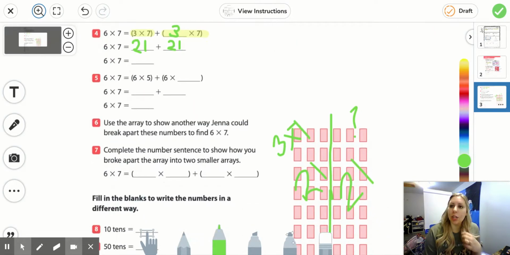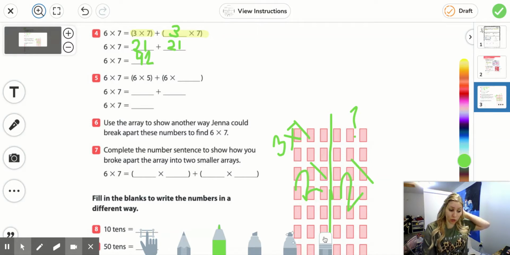And then when I put 21 and 21 together, what is my final answer? Go ahead and type it in the chat. What is 21 plus 21? 42. Good job, David. I saw from Anais in the chat as well. Yes, 42. 2 and 2 make 4. 1 and 1 make 2. 42. So this is one way I could solve the problem.